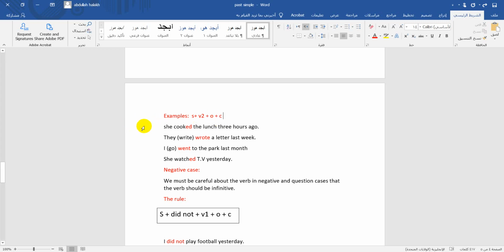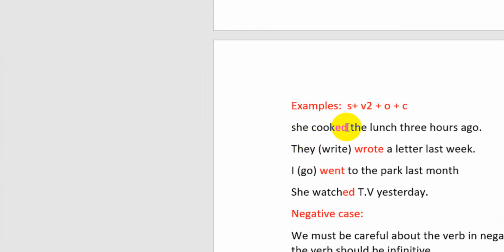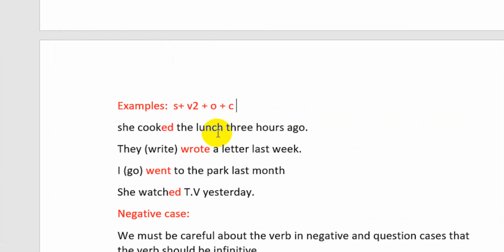See the examples. She, the subject. Verb to, cook, it is regular, so we add ed. She cooked. The lunch, it is what? The object. 3 hours ago, منذ 3 ساعات مضت. Okay? So, it's done. She cooked the lunch 3 hours ago. That's it. They write. The verb write is irregular, so the past simple of it, wrote. They wrote a letter last week.